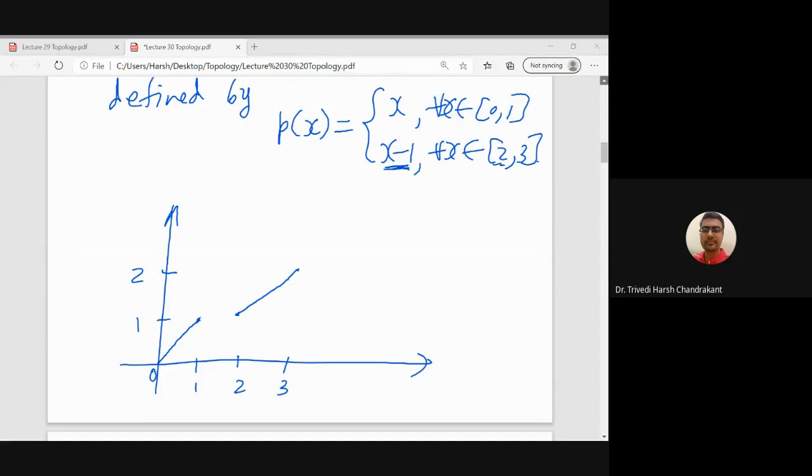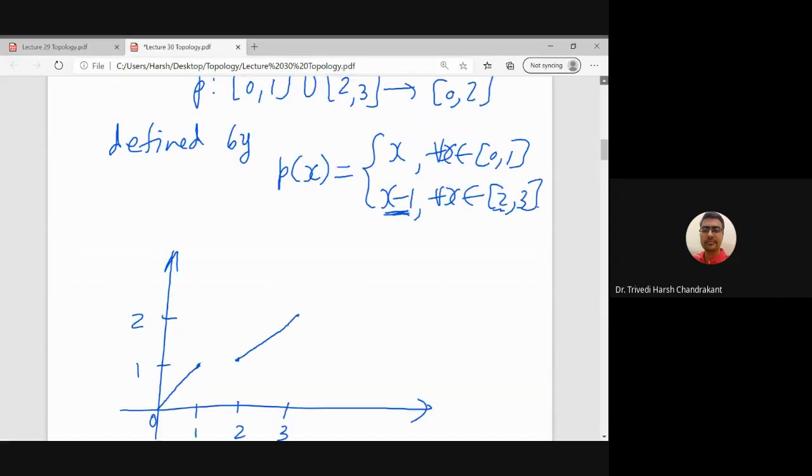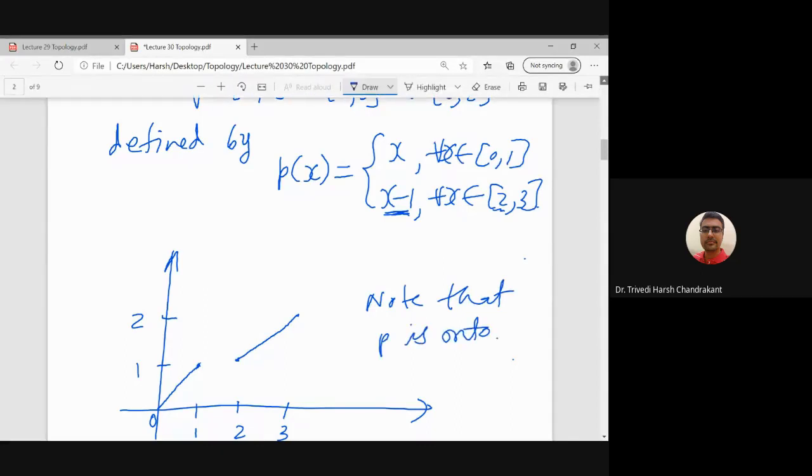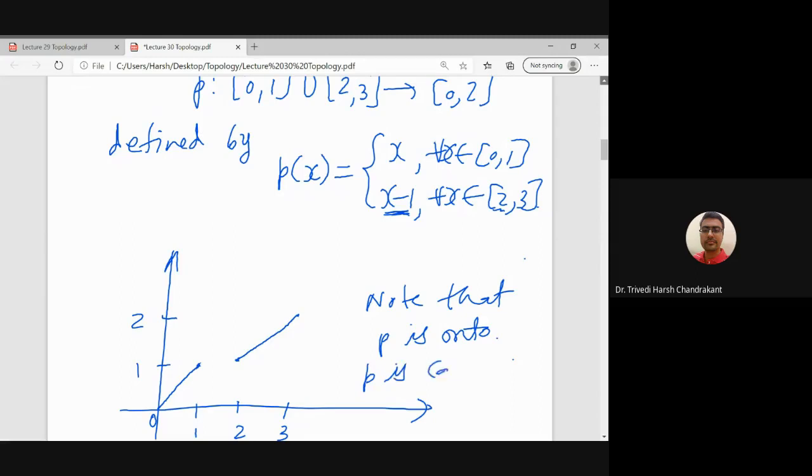So from this graph we can easily see that this function is onto. So note that P is an onto function. And secondly, what we can see here is P is continuous also. So P is continuous.